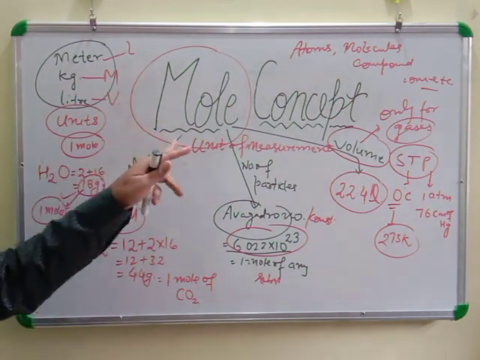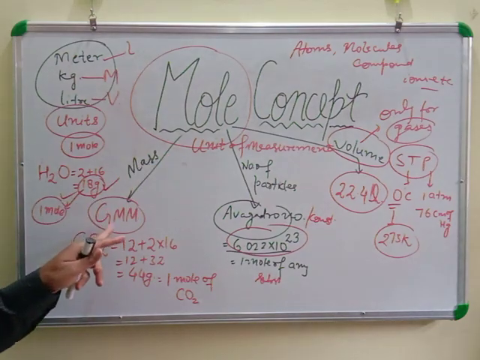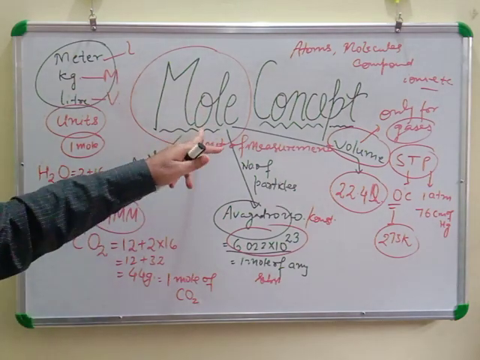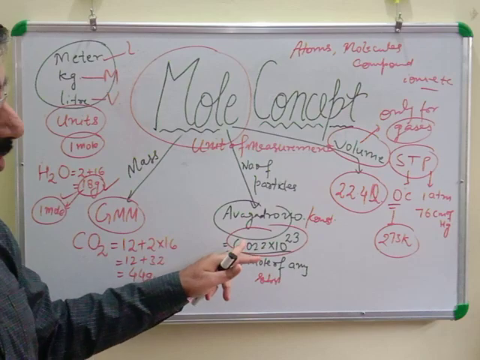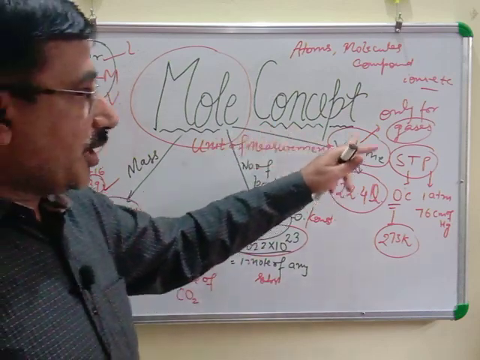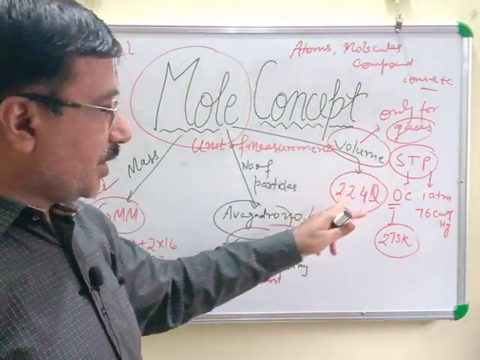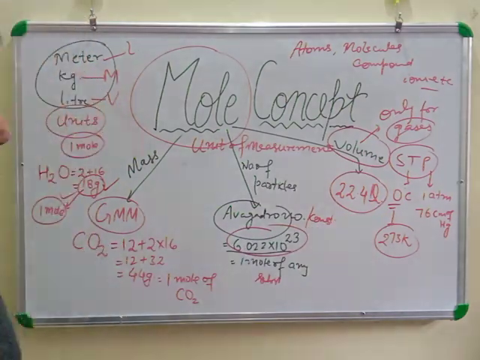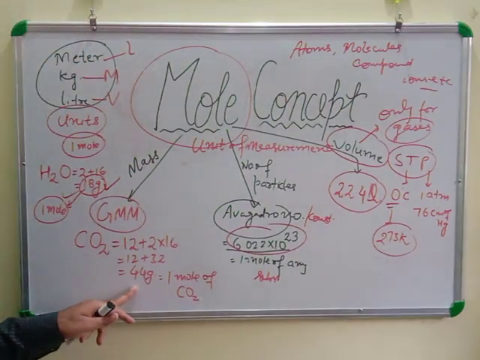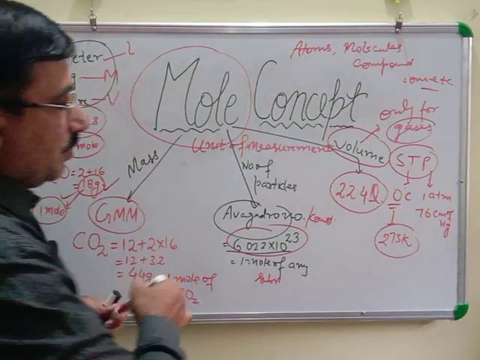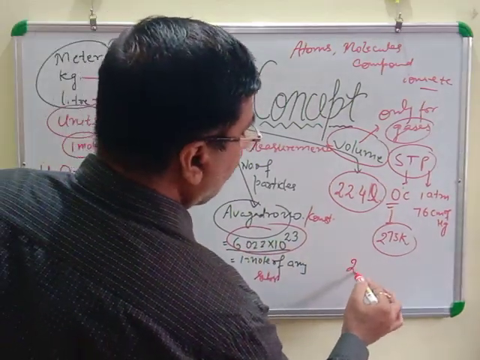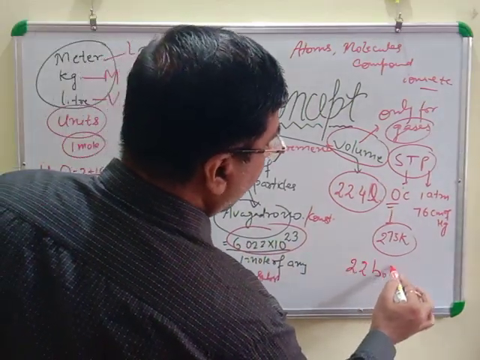When we talk about 1 mole, how much mass? Gram molecular mass. How many particles? Equals to Avogadro number. How much volume for gases for 1 mole of any gas? 22.4 liter. It means 44 gram of carbon dioxide will be taking almost 22 bottles of 1 liter.